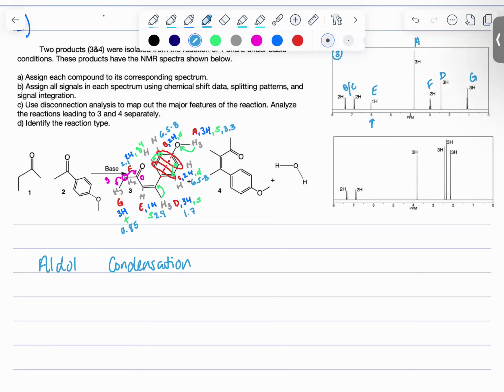Knowing how to recognize reactions is going to be a very vital part of this final. So I really recommend breaking down the study guide and breaking down the slides into ways that help you understand and recognize reaction types. Sometimes that's most helpful by doing disconnection analysis and doing curly arrow mechanisms.